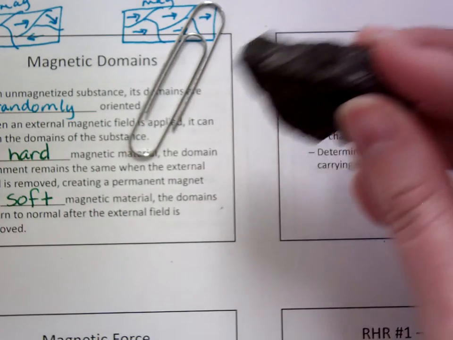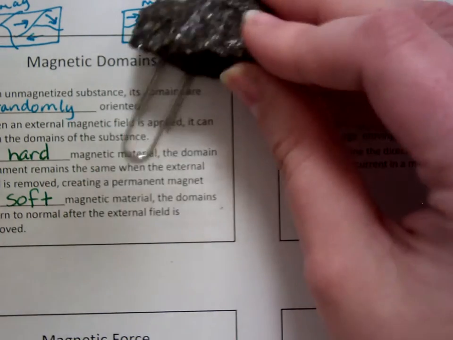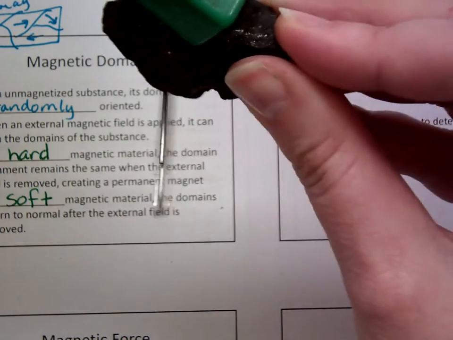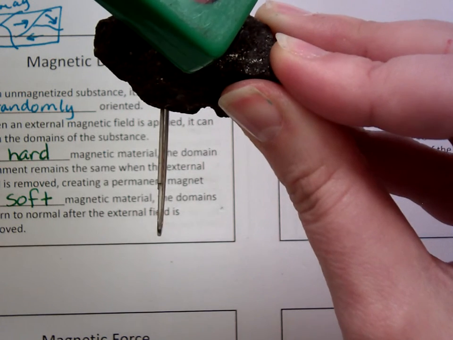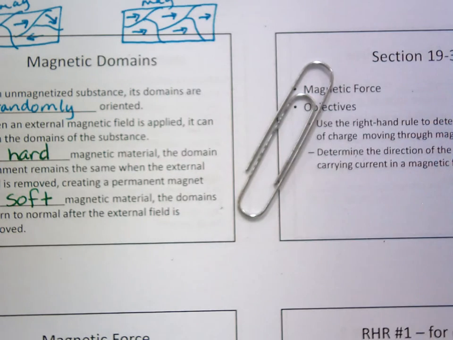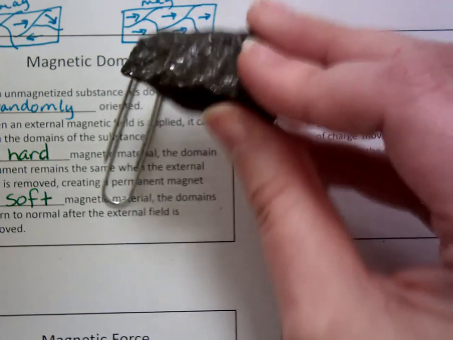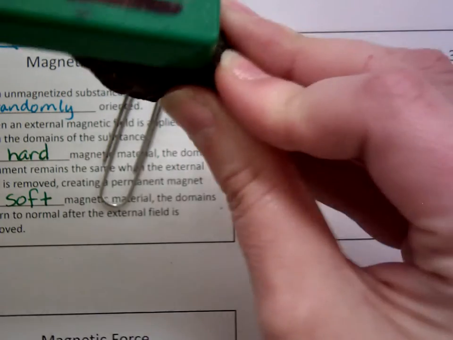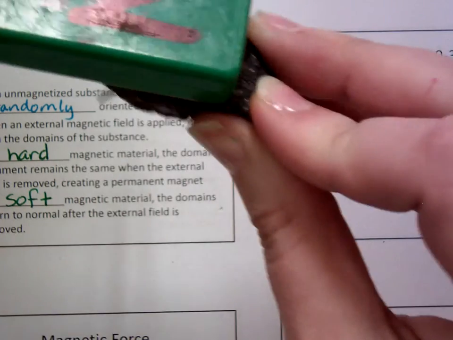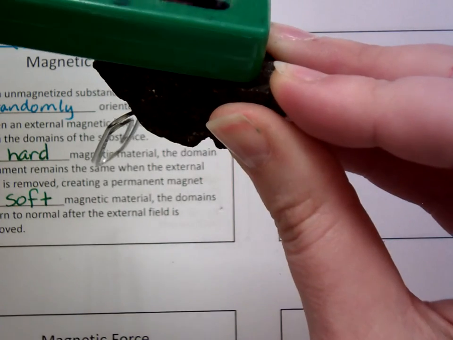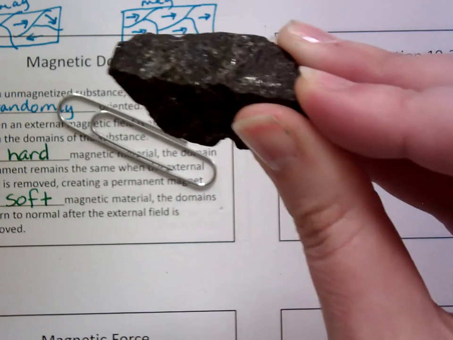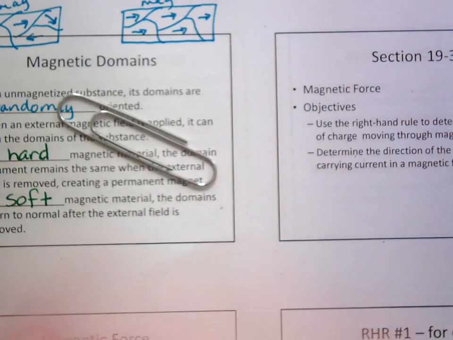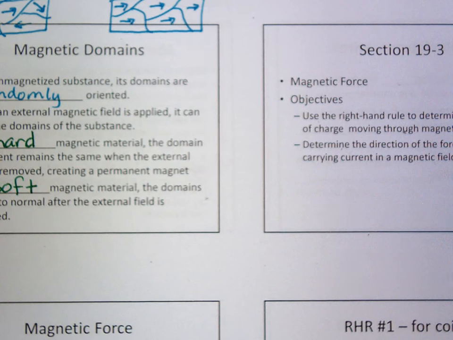But if you do apply a magnetic field, it'll pick it up. There we go. And as soon as I remove it, the domains go back to normal and it's unmagnetized. So again, nothing happens. Apply a field, it becomes magnetized. It's picking it up. But when I remove the field, the domains return to normal, and now they're random again. Okay.